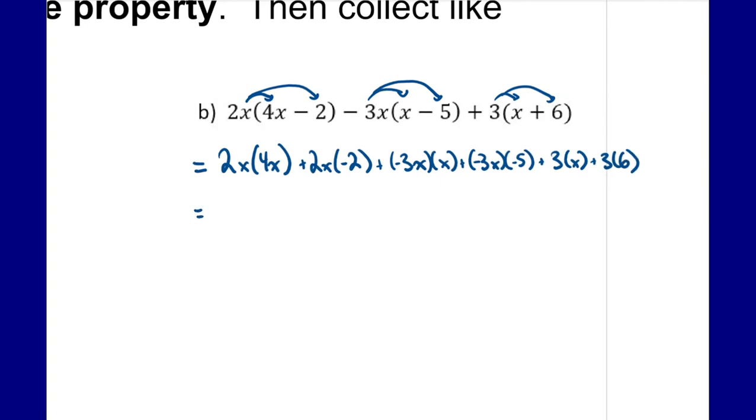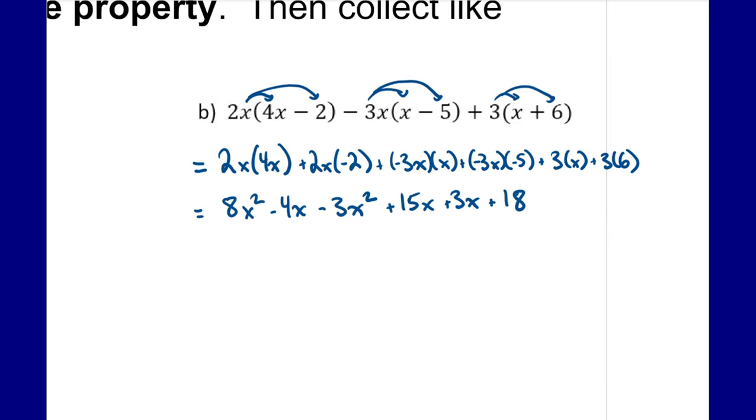I'm going to go through and simplify each one now. 2x times 4x is 8x squared. 2x times negative 2 is negative 4x. Negative 3x times x is negative 3x squared. Negative 3x times negative 5 is positive 15x. 3 times x is 3x, and 3 times 6 is 18. So that's the end of the distributive property.